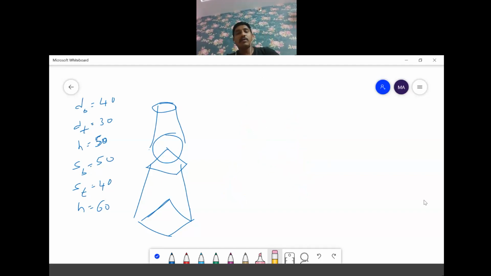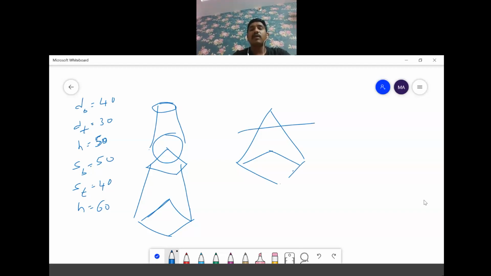So here you are drawing this diagram. First you will draw the frustum of a square pyramid. In the last problem you have seen frustum of a cone. Frustum of a square pyramid is the cut section of a square pyramid. When you cut the square pyramid, it will form a frustum of a square pyramid.